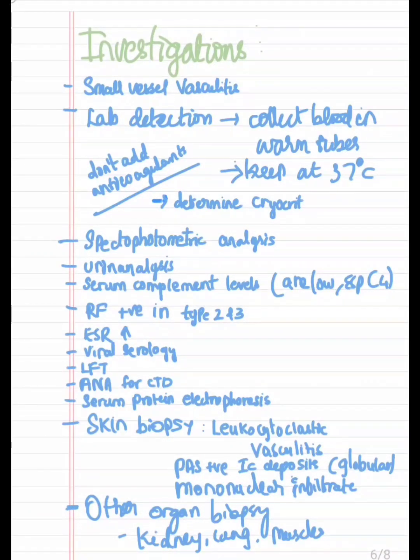Next, skin biopsy is a really important investigation, wherein on the histopathological image you see leukocytoclastic vasculitis, that is neutrophils show leukocytoclasia, that is there's karyorrhexis, there's nuclear fragmentation, and there's also immune complex deposits which are PAS positive and are seen as globular deposits. And then in chronic cases you can also see mononuclear infiltrate. Other organ biopsies we can do for those organs that are involved, such as kidney, lungs, and muscles. We can also do an EMG.